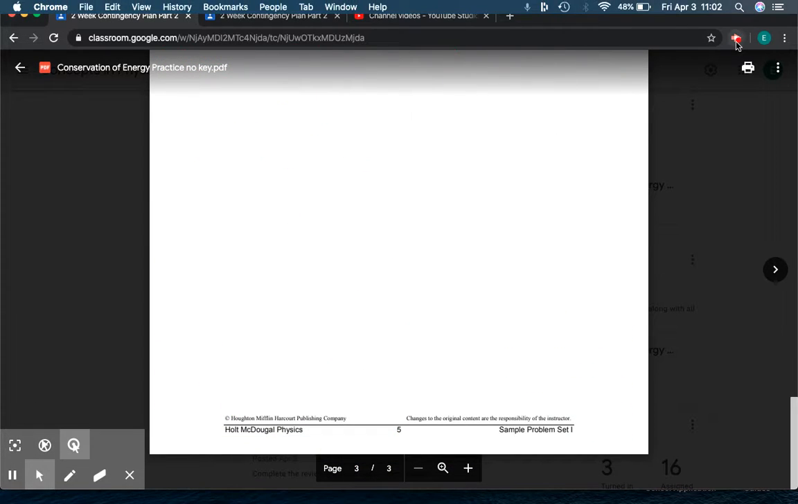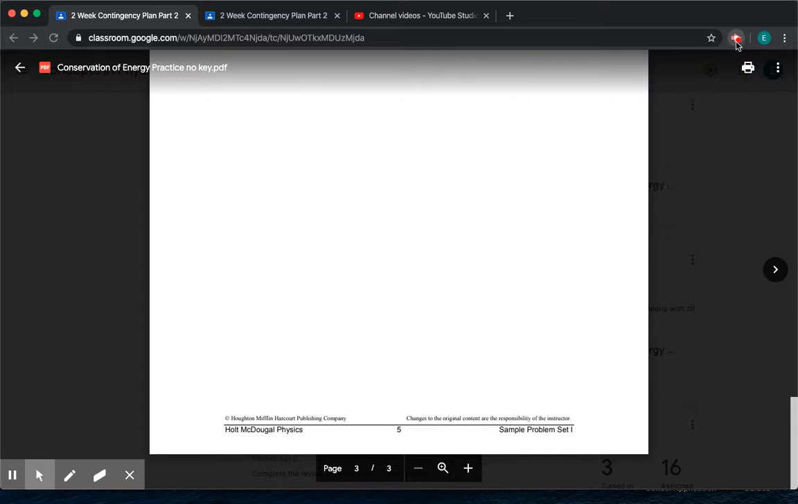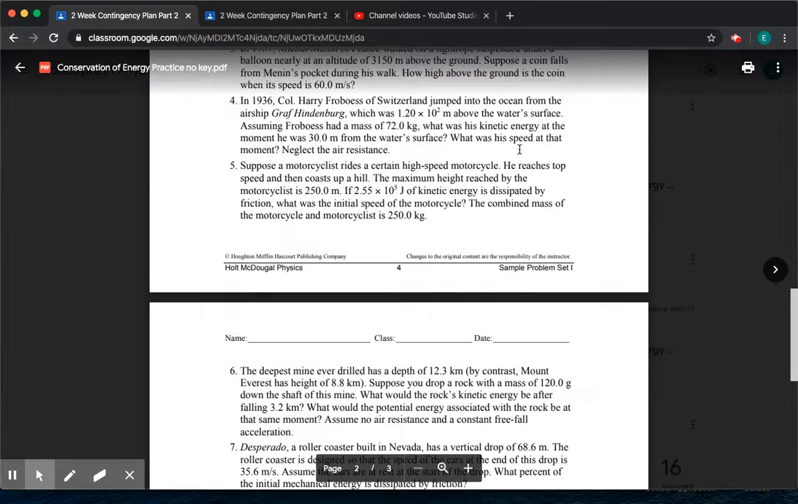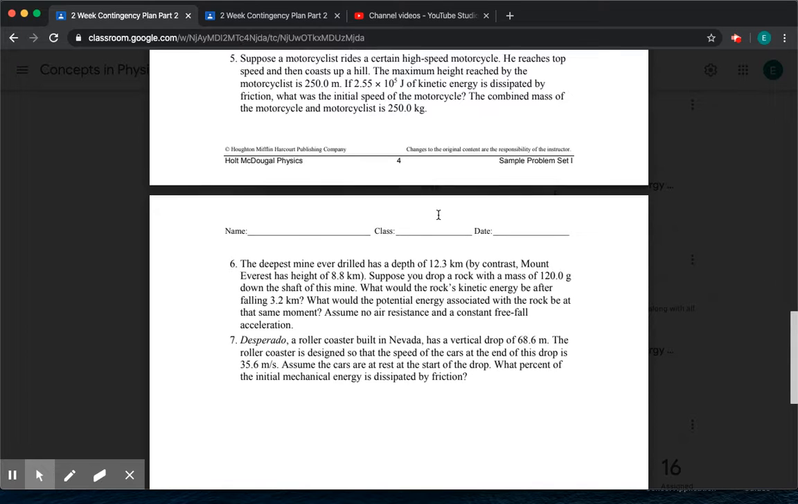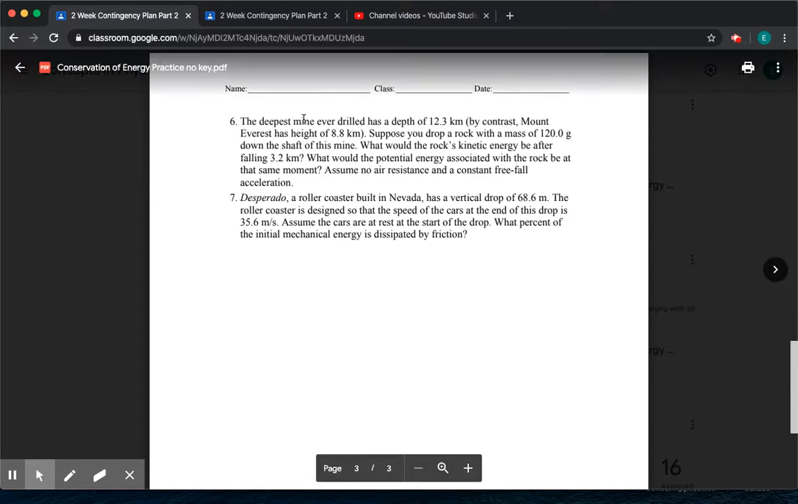Where are we at right now in terms of time? Okay, we're at 17 minutes. Okay, it's not bad. Let's do number 6. In 6, you have a mine. The mine is 12.3 kilometers. Okay, so we need to convert that to meters.